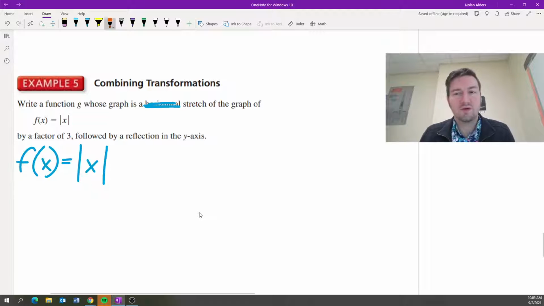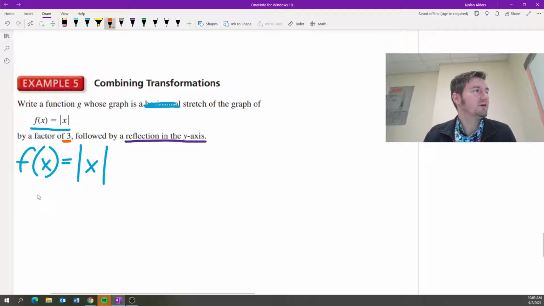Okay, let's do one more example. Example 5. Here's our starting equation right here. And we're going to do a stretch by a factor of 3. Stretch by a factor of 3. And then we're going to do a reflection in the y-axis. So let's do the stretch first. So we'll do g of x equals 3 times this first term. So we'll have 3 times absolute value of x.